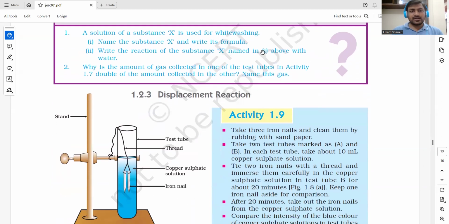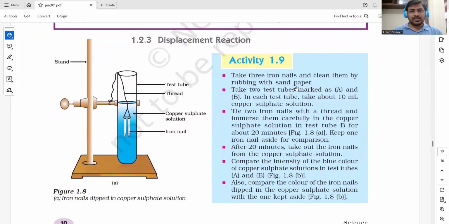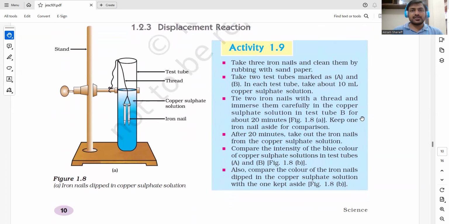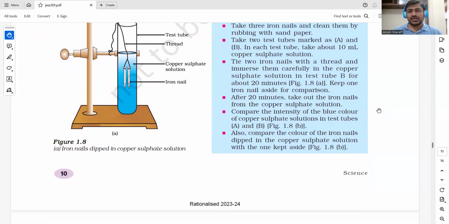Now we will move to the third type of reaction, that is the displacement reaction. We'll read an activity for this reaction. Take 3 nails and clean them by rubbing with sandpaper. Take 2 test tubes marked A and B. In each test tube, take about 10 ml of copper sulfate solution. Tie 2 iron nails with a thread and immerse them carefully in the copper sulfate solution for about 20 minutes. After 20 minutes, take out the iron nails from the copper sulfate solution. Compare the intensity of the blue color of the copper sulfate in the test tubes.